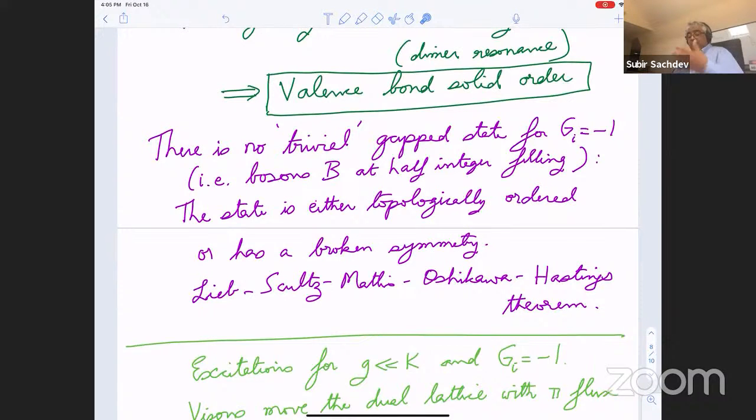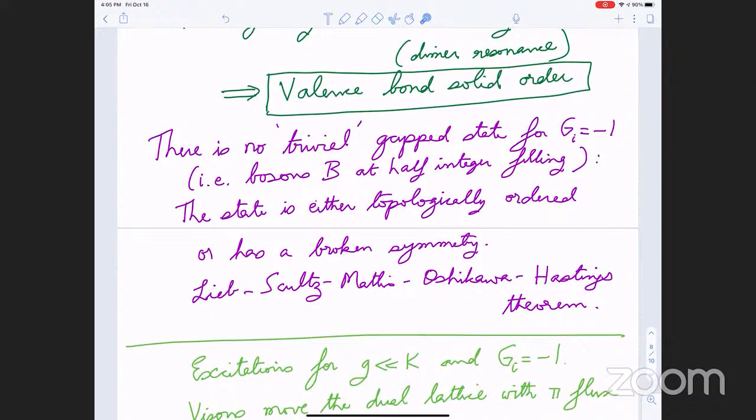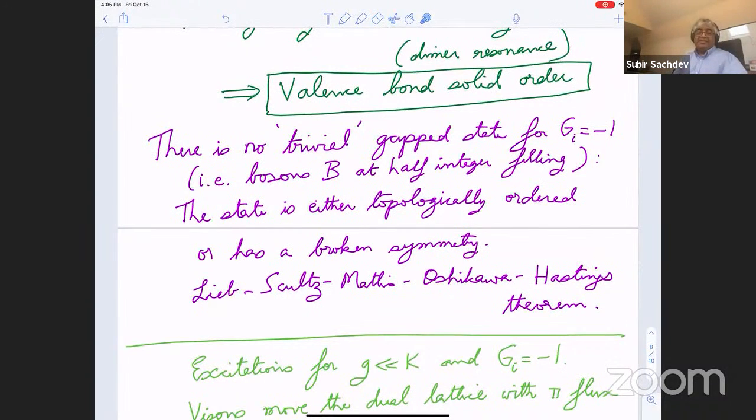Now, when g was 1, that corresponds to bosons at integer filling, we got a trivial confining state, all the spins pointing to the right, and that's like the Mott insulator. It's trivial, an integer number of particles on each site.